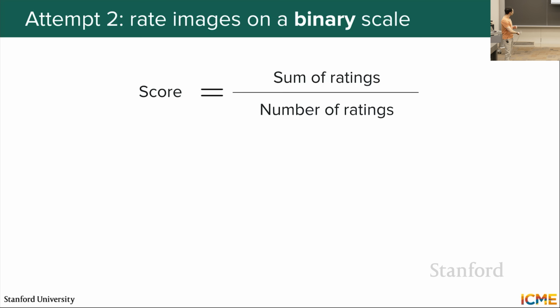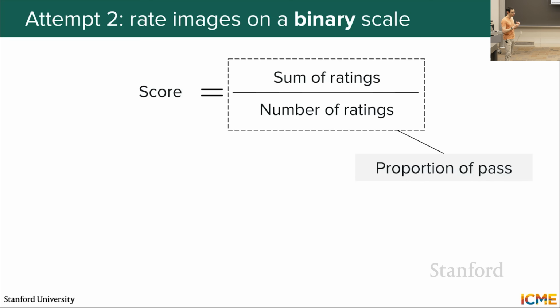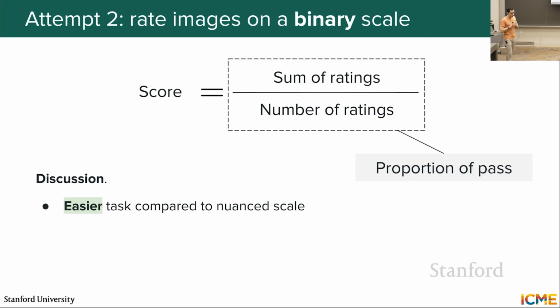And so the score that we can think of in this setting is, again, taking the sum of the ratings over the number of ratings. And here it would be the pass rate. So what is the proportion of your images that is actually passing the bar? So the good thing here is it is an easier task for humans to work on. So the ratings are less noisy in that sense.